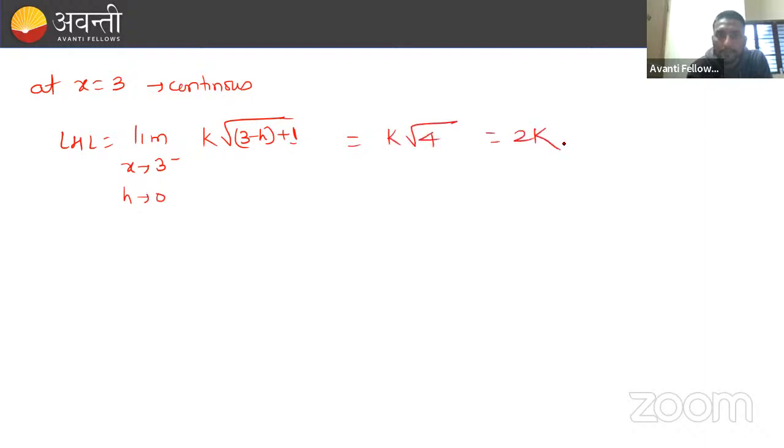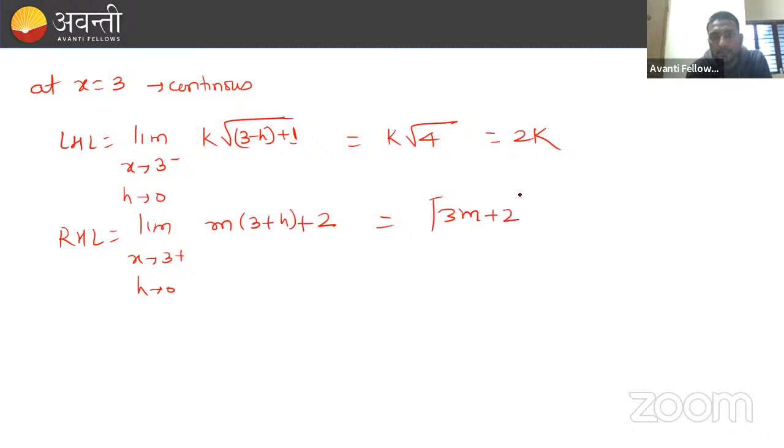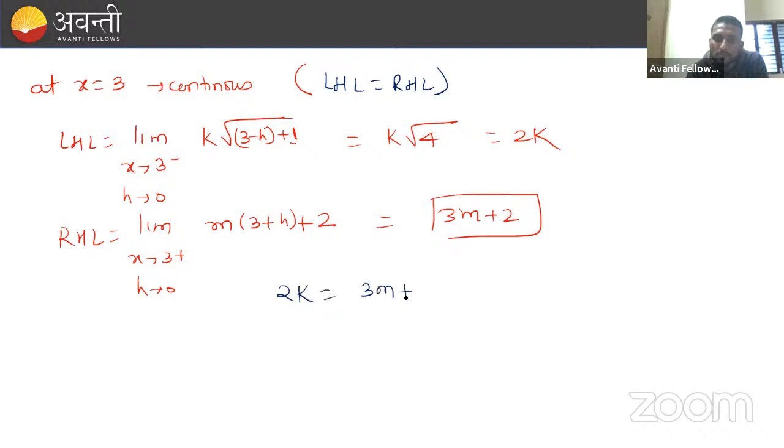So it is 2k. Similarly, if we find RHL, limit x tending to 3 plus h tending to 0, it is mx plus 2, so m into 3 plus h plus 2, with h tending to 0, so it is 3m plus 2. If it is continuous, then LHL should be equal to RHL. So we can write 2k is equal to 3m plus 2. This is the second equation.